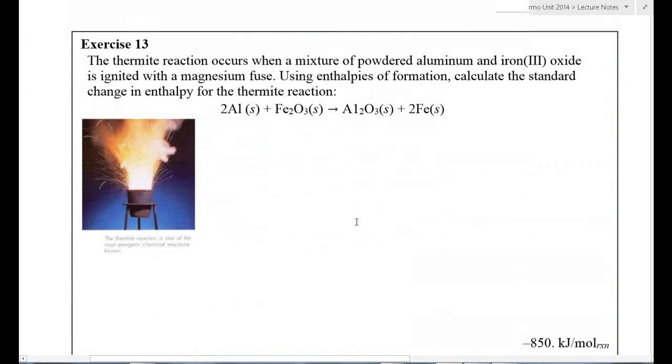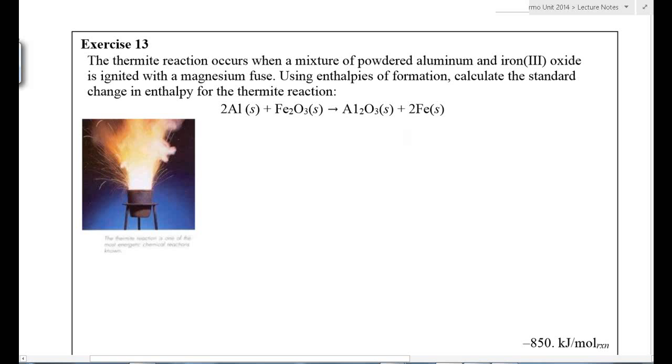It spews iron all over the place. It occurs when a mixture of powdered aluminum and iron(III) oxide is ignited with a magnesium fuse. Using enthalpies of formation, calculate the standard change in enthalpy for this reaction.